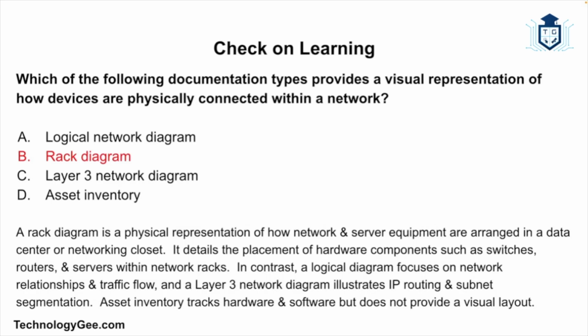A rack diagram is a physical representation of how network and server equipment are arranged in a data center or networking closet. It details the placement of hardware components such as switches, routers, and servers within network racks. In contrast, a logical diagram focuses on network relationships and traffic flow. A layer 3 network diagram illustrates IP routing and subnet segmentation. Asset inventory tracks hardware and software, but does not provide a visual layout.